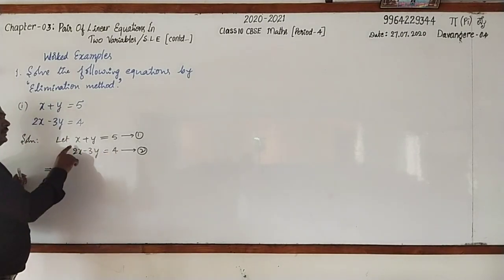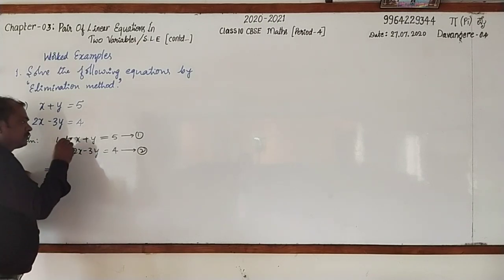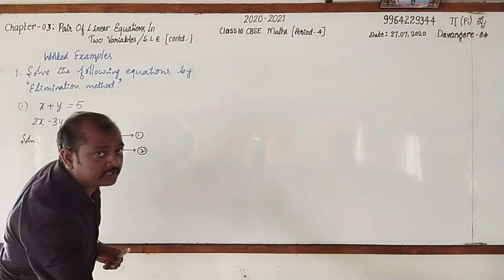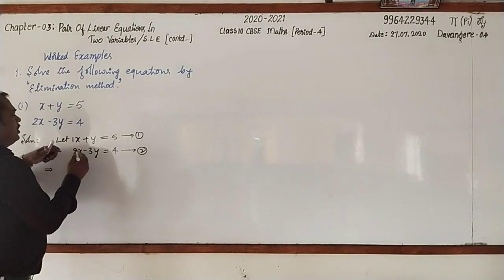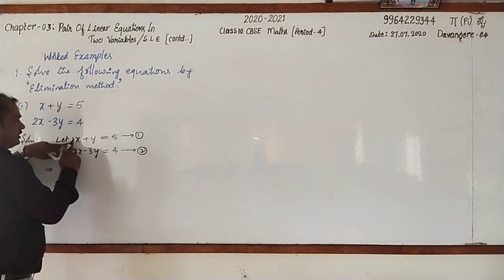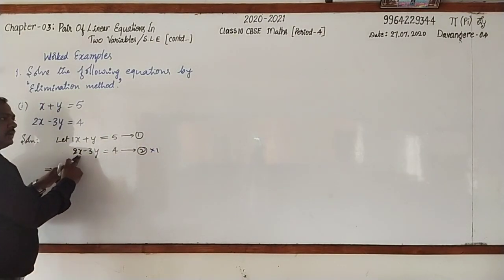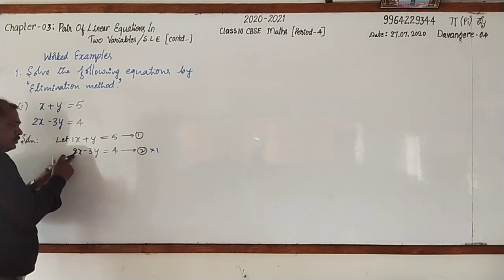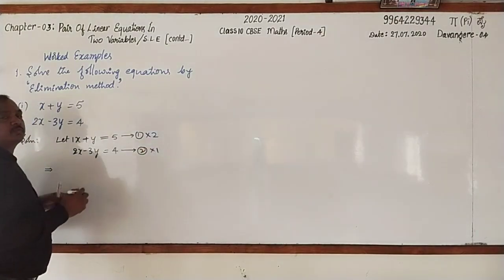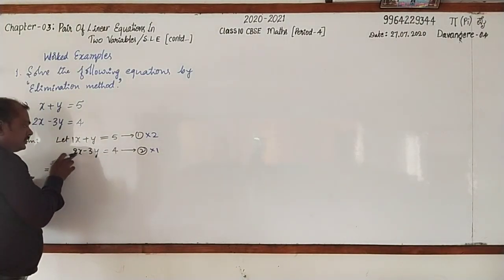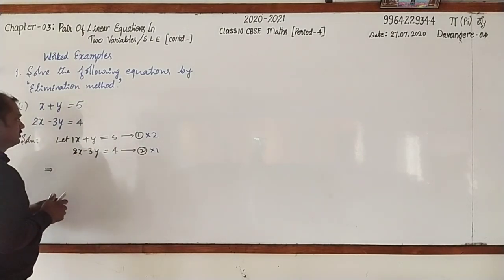Suppose you want to eliminate x. Observe, what is the coefficient of x in the first equation? 1. Coefficient of x in the second equation? 2. Are these two the same? No. Then how do you make it the same? Very simple. The coefficient of x in the first equation, it is 1, should be multiplied to equation 2. The coefficient of x in the second equation, this is 2, should be multiplied to the first equation. Clear? This 1 is multiplied to the second equation, this 2 is multiplied to the first equation.